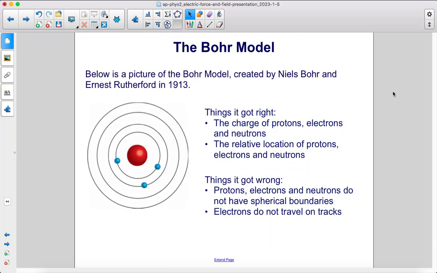Below is a picture of the Bohr model, created by Niels Bohr and Ernest Rutherford in 1913. It got some things right and wrong. Things it got right: the charge of protons, electrons, and neutrons, and the relative location of protons, electrons, and neutrons. Things it got wrong: protons, electrons, and neutrons do not have actual spherical boundaries, and electrons do not actually travel on tracks.